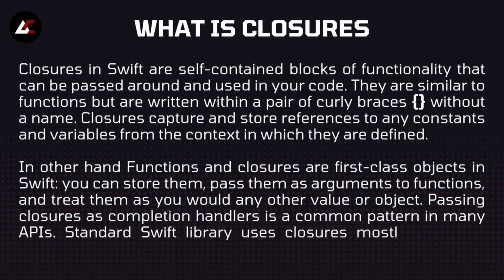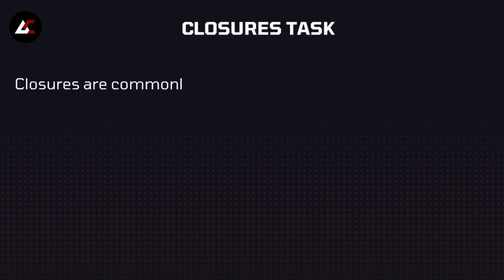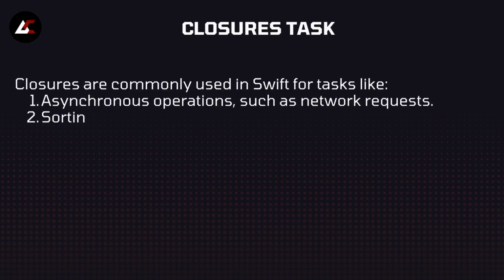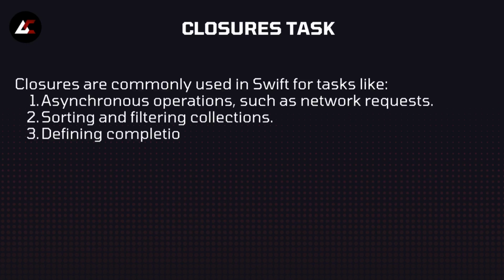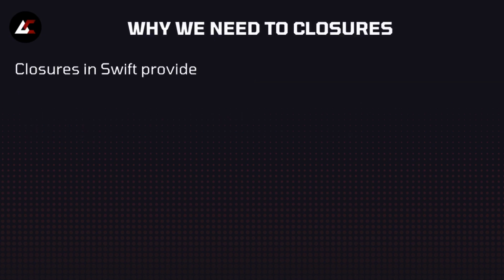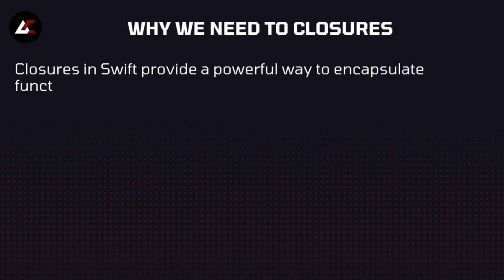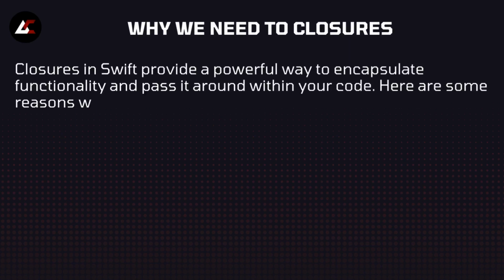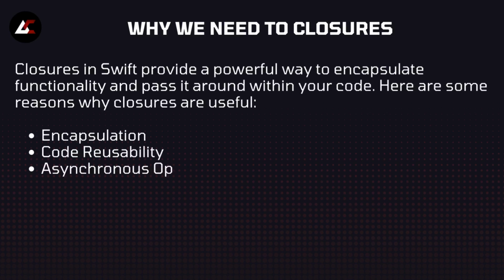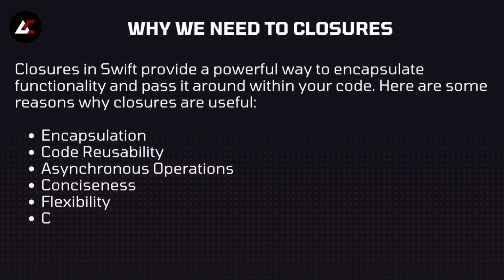The standard Swift library uses closures mostly for event handling and callbacks. Closures are commonly used in Swift for tasks like asynchronous operations such as network requests, sorting and filtering collections, and defining completion handlers for functions. Why do we need closures? Closures in Swift provide a powerful way to encapsulate functionality and pass it around within your code. Here are some reasons why closures are useful, for example: encapsulation, code reusability, asynchronous operation, conciseness, flexibility, capturing context.